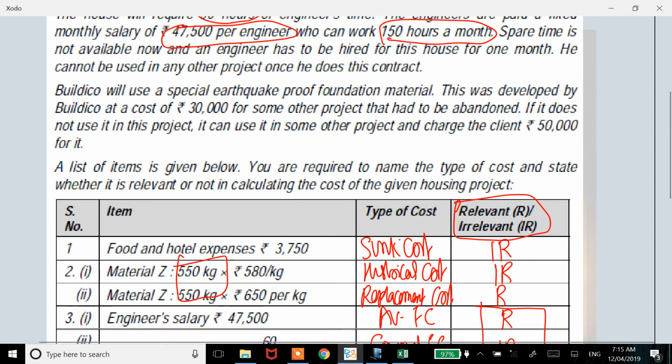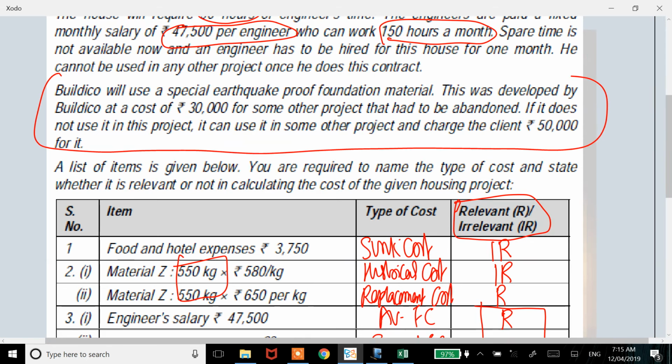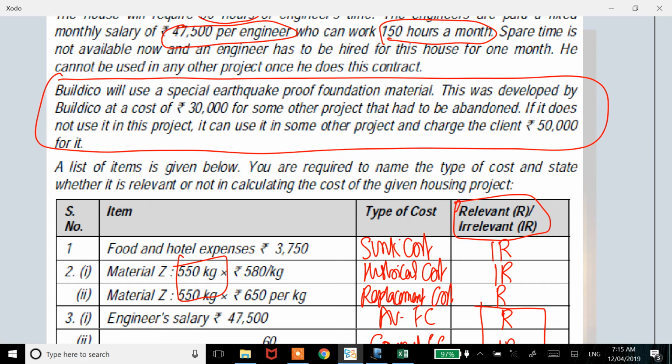What should be the relevant cost of design? Reading this para. What should be the relevant cost of design? 0, 30,000, 50,000. It is going to be, if you do the project, you will use this design in your project and you are not going to have any inflow or any outflow.